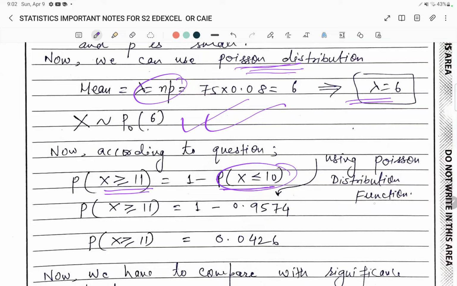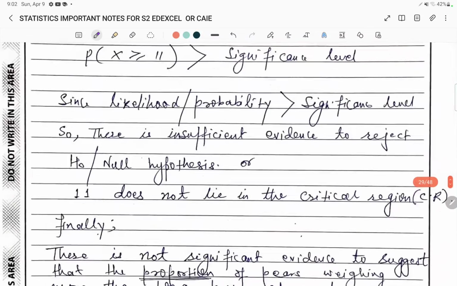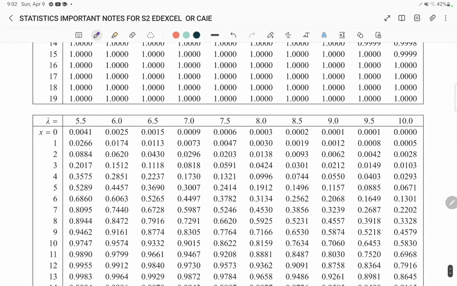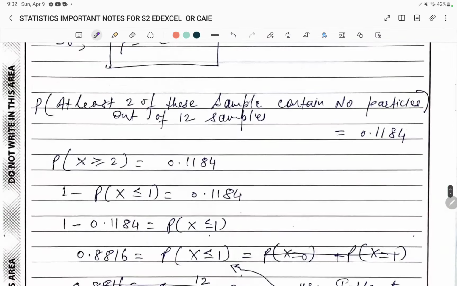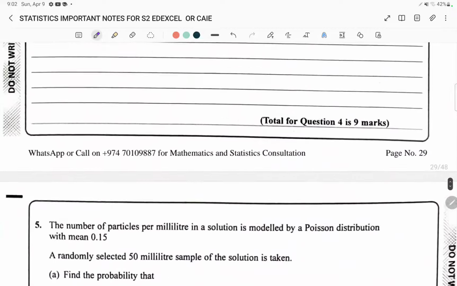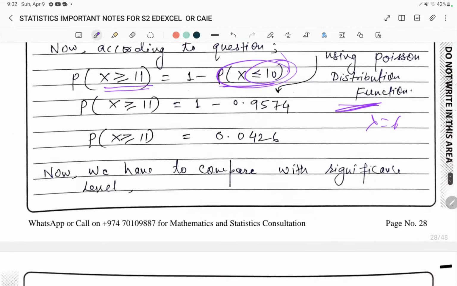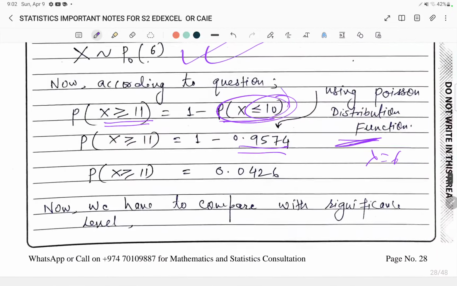This value we can get from the Poisson distribution table when lambda is 6 and X is less than or equal to 10. Lambda is 6, and for 10 we get 0.9574. So P of X greater than or equal to 11 is 1 minus 0.9574, which is 0.0426.